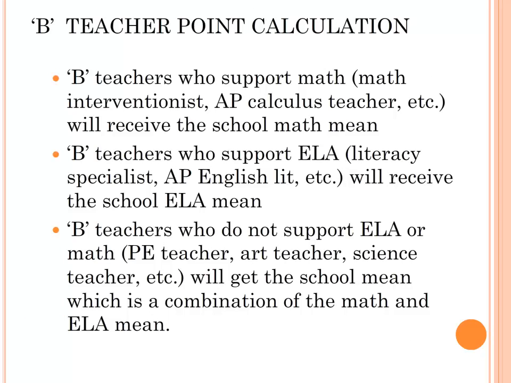B teacher points are calculated based on the role the teacher has in the school. For B teachers who support math, interventionist, AP calculus teacher, etc., will receive the school math mean. For B teachers who support ELA, literacy specialist, AP English Lit, etc., will receive the school ELA mean. For B teachers who do not support ELA or math, PE teacher, art teacher, science teacher, etc., will get the school mean, which is a combination of the math and ELA mean.